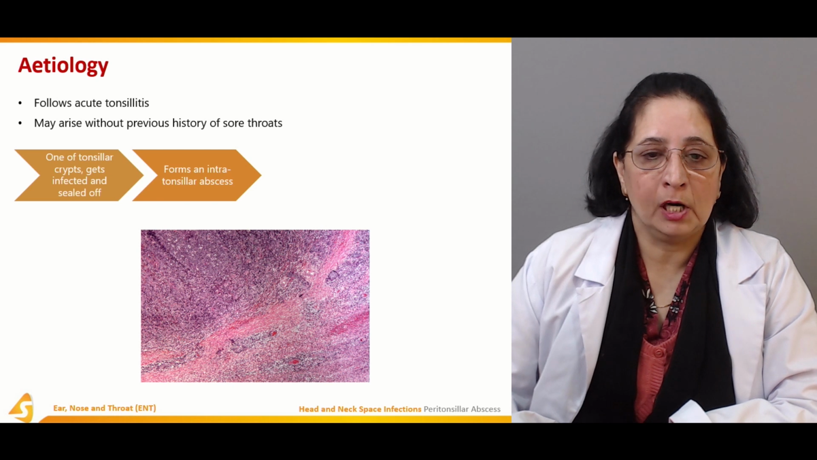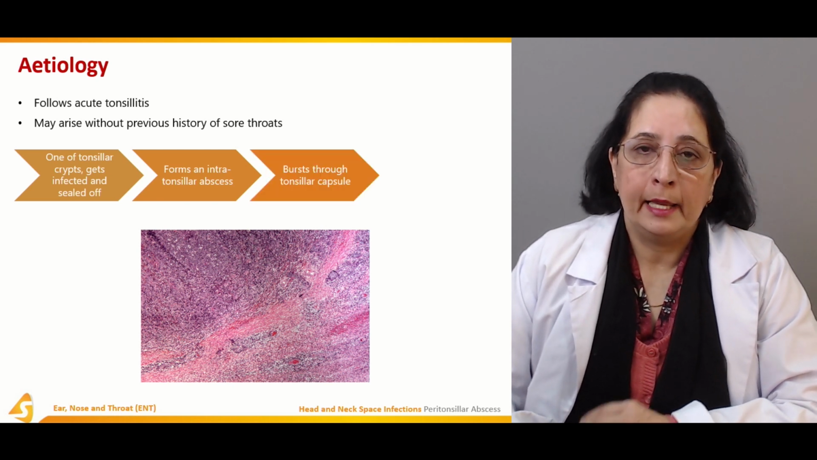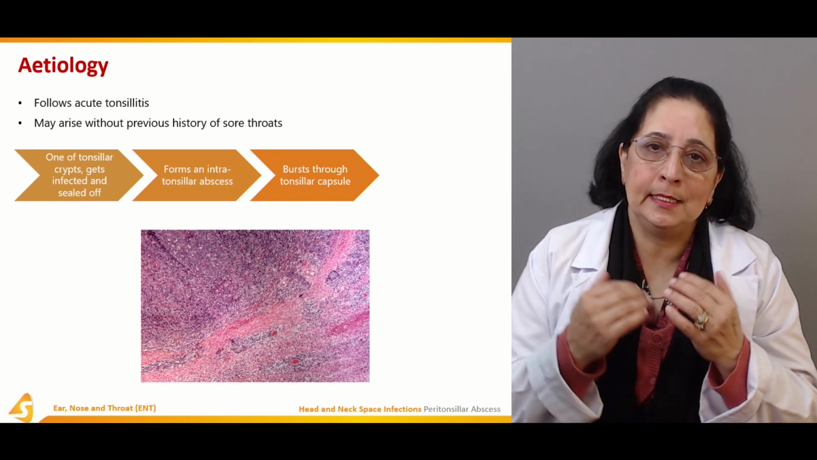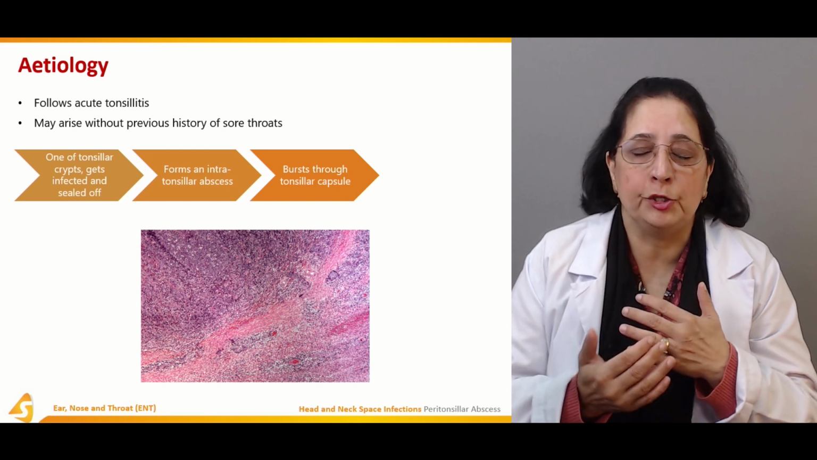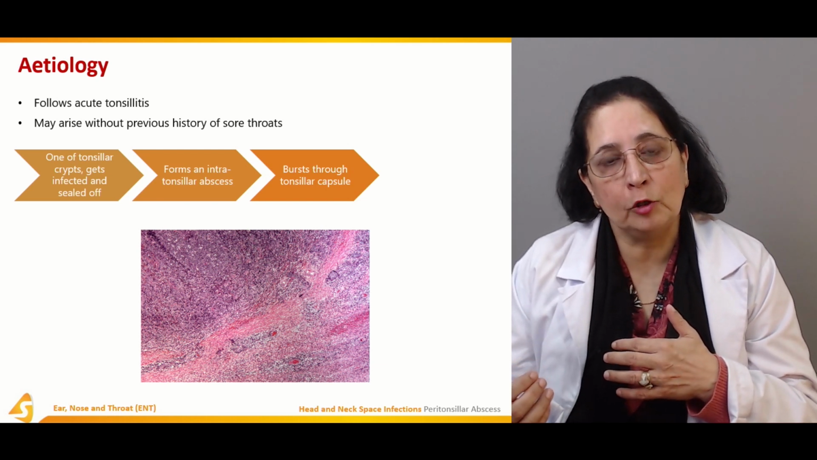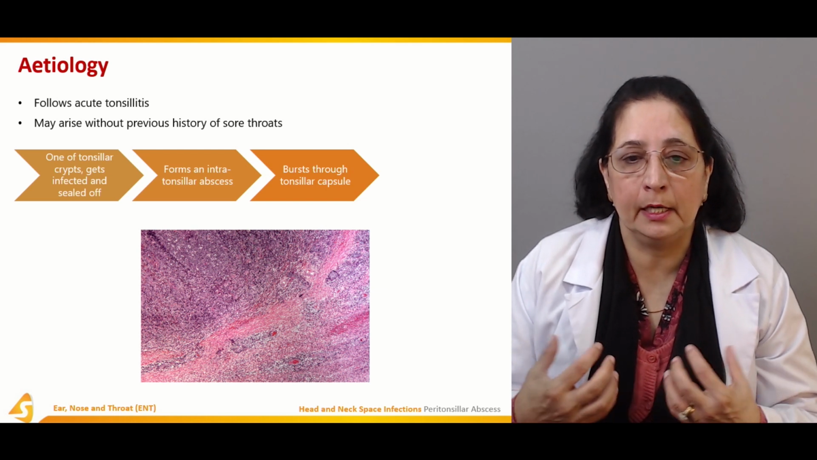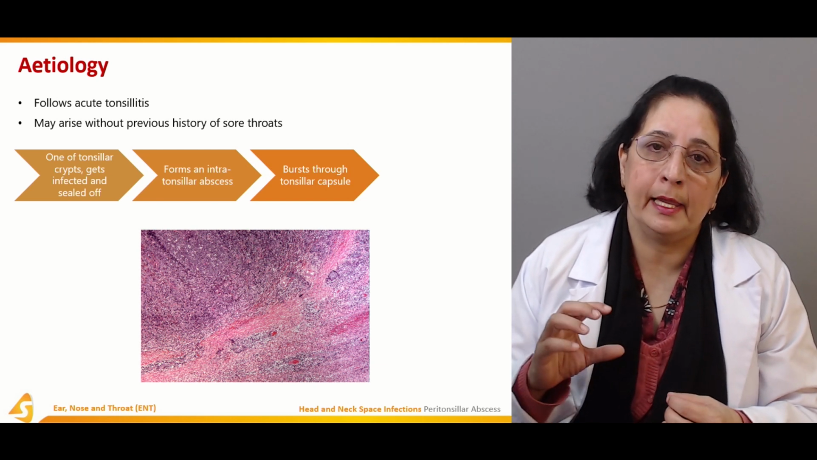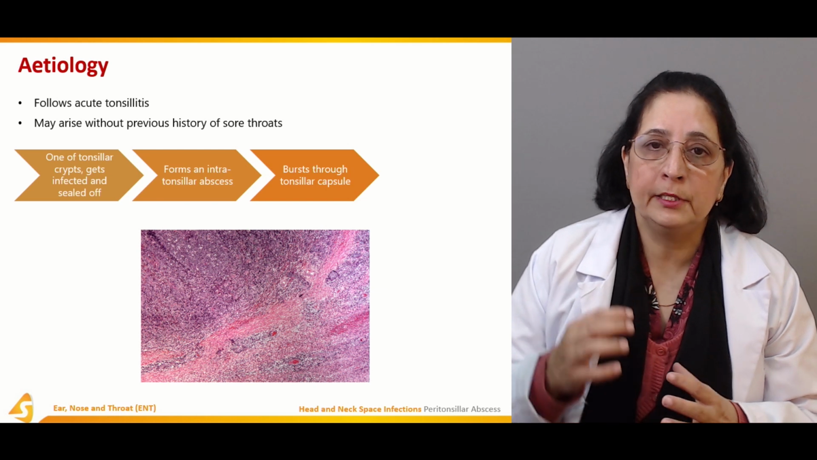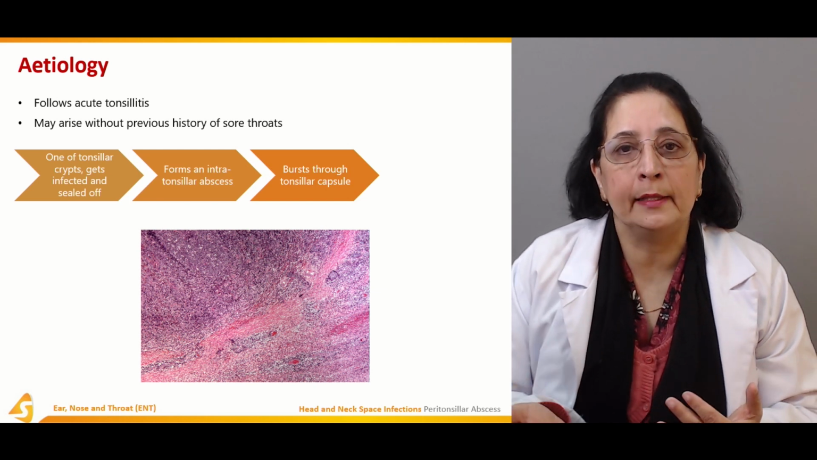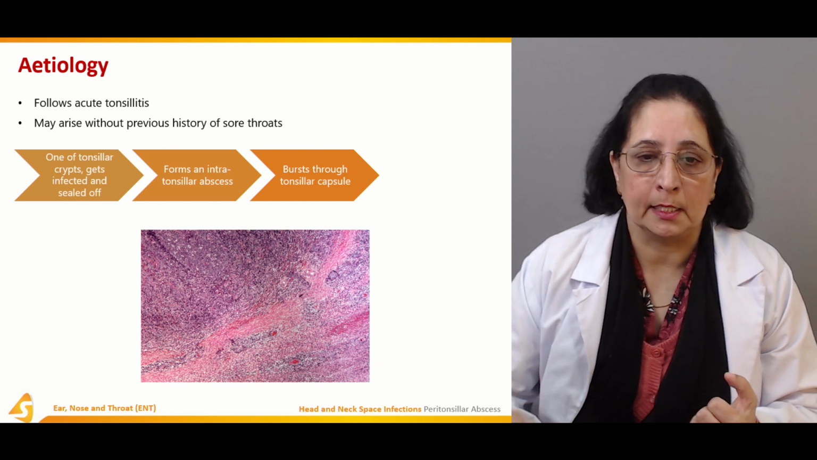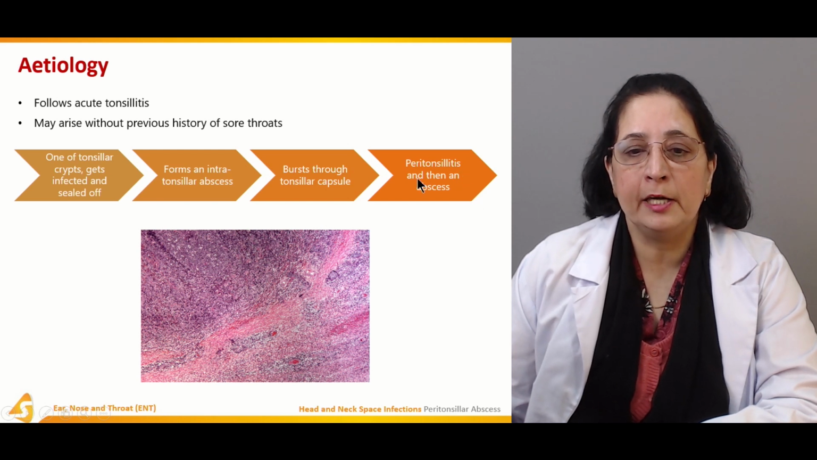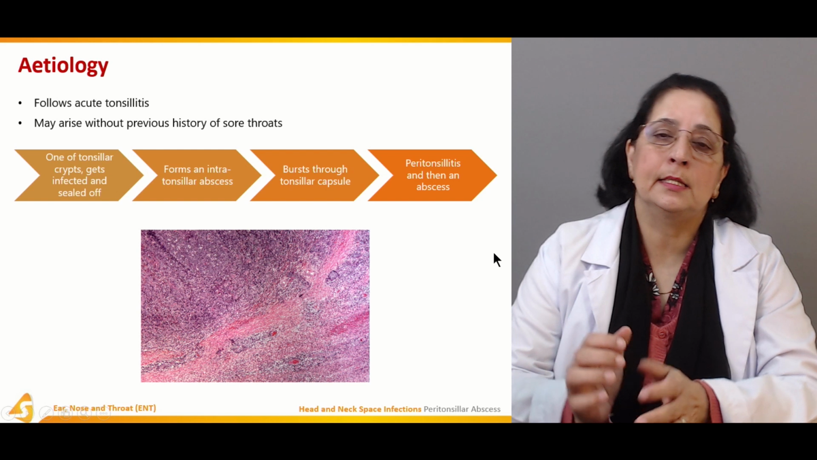It forms an intratonsillar abscess, which means it's inside the tonsils, not peritonsillar. But how does it become peritonsillar? The bursting of the capsule occurs, and then the infection or the pus comes out, and then it becomes peritonsillar, which is between the capsule of the tonsil and the superior constrictor muscle. So after the burst of the capsule, peritonsillitis and then an abscess form.